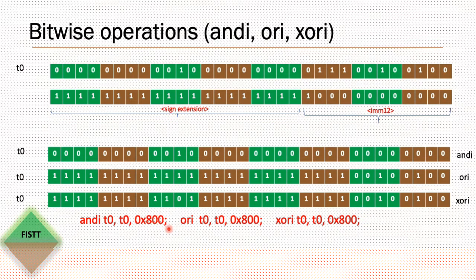So I hope that's helpful, and that's the end of the session. Maybe in the next session I would cover branch operations, and then I am planning to do a bubble sort or some sorting algorithm using these instructions, whatever we have learned till now. Okay, thank you.